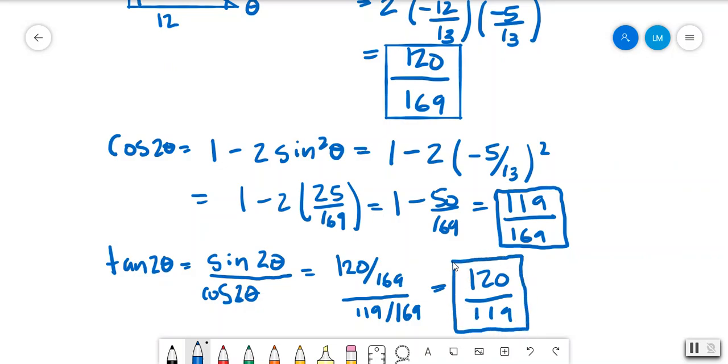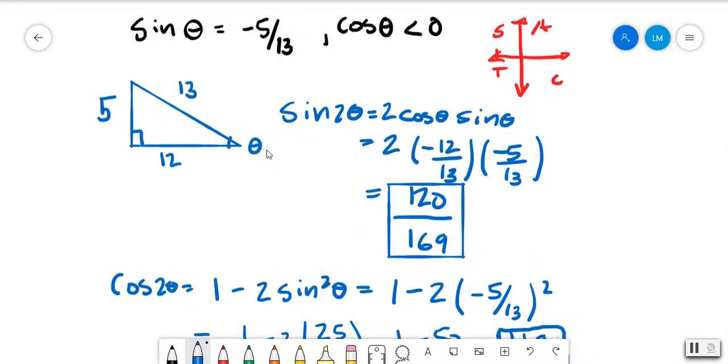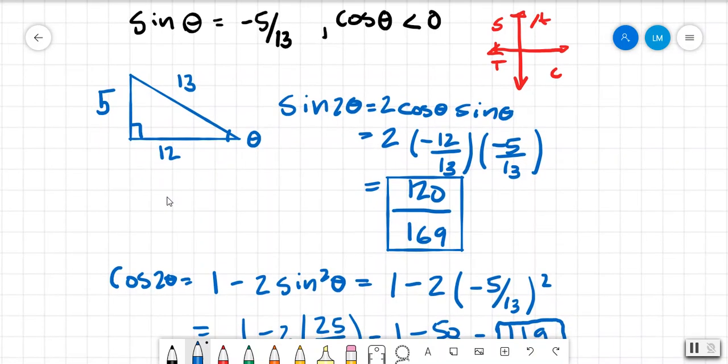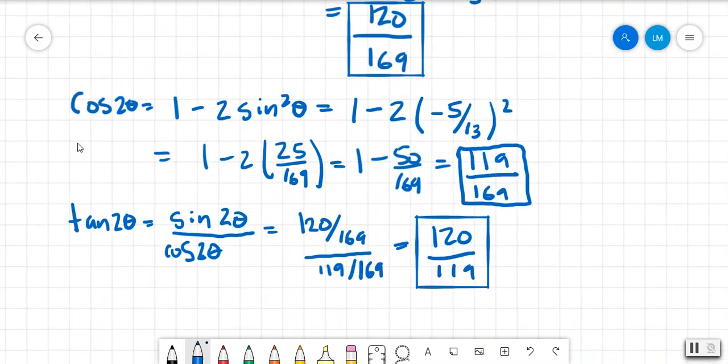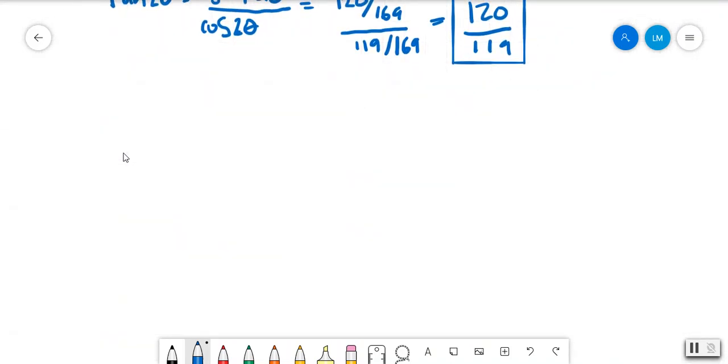Okay, so I only did that because I didn't want to go through the process of finding what tangent is with respect to just this sine theta. But notice that you could have still found it by using tangent theta is just 5 over 12, which means positive. Okay, so we were able to find all three of these double angles. Now, let's look at another example.